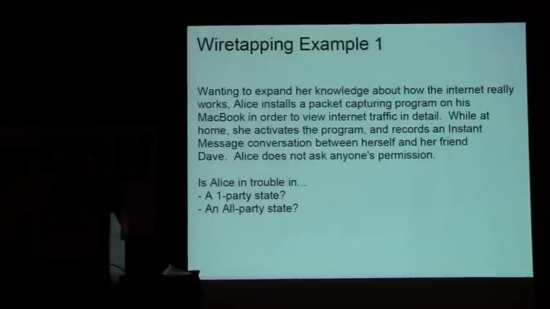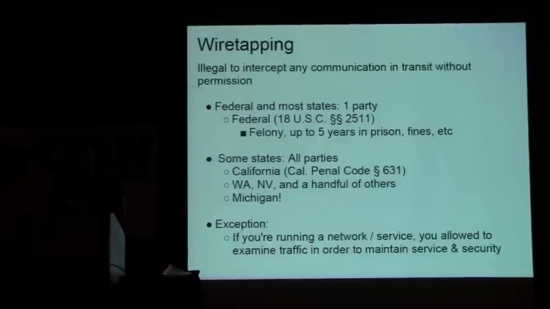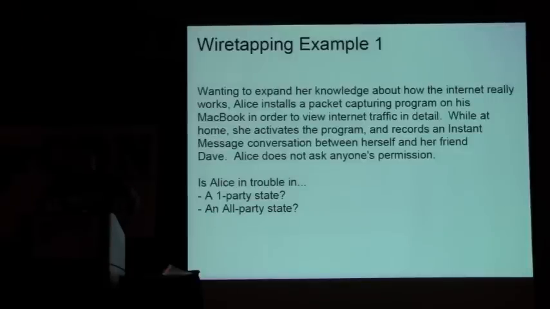Let's go through some examples, because again, this is all very vague. Since Alice is now out of a job, having been fired from the last one, she decides to learn more about the internet and installs Wireshark on her computer. At home, she activates the program and records an instant message conversation between herself and her friend Dave. She does not ask Dave's permission.